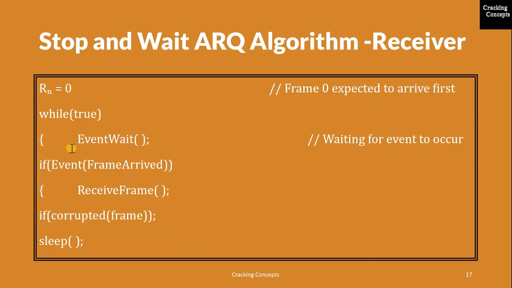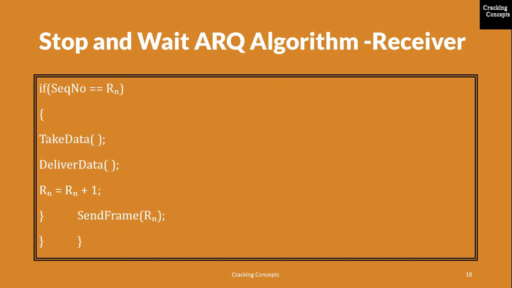So if in any case the frame is corrupted, then the system will go into a sleep mode, because we will have to wait again for the retransmission to happen. Also, we'll check if the sequence number and the frame that we expected are the same, to check if the packets have arrived in order or not.